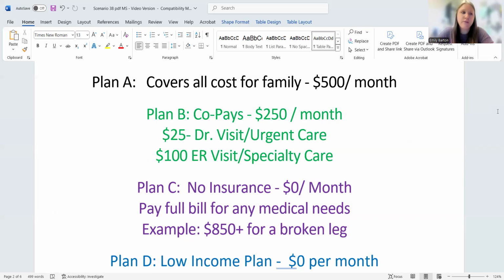So when we say it covers everything, if you have a child, they break their arm during the simulation, you're not going to have to pay any kind of bill extra to take care of that. The $500 a month takes care of it. If you have a curveball card that you draw and it says your child got the flu, you're not going to have to pay anything extra to go to the doctor. The $500 takes care of it.